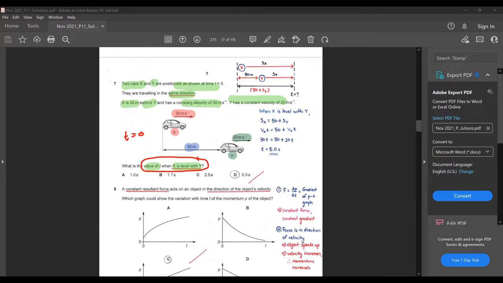You see, this one is 30 meters per second, this one is 20 meters per second. This one is moving with a higher speed, because Vx is more than Vy, so it will eventually catch up with y. So they want you to find out what is the time that would have elapsed before x will be able to catch up with y.